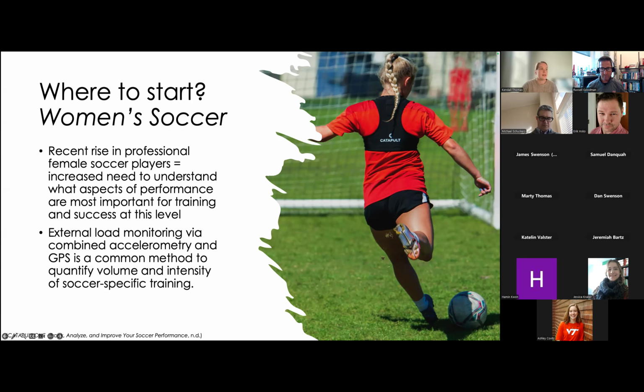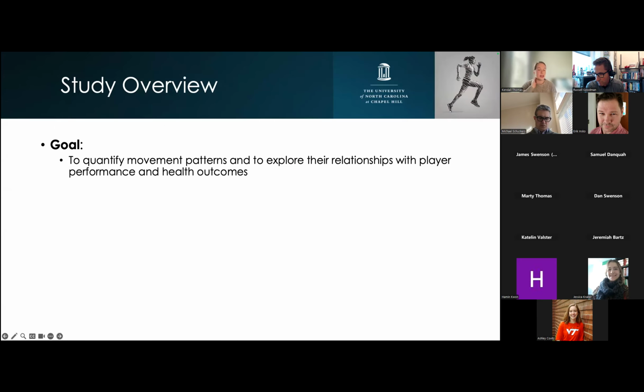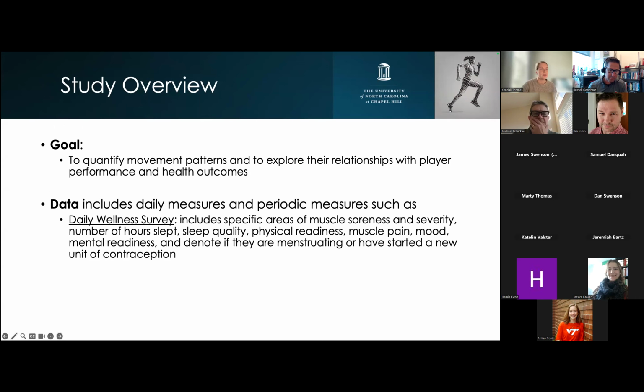And it's a common method to quantify how much volume you're putting into training, specifically for soccer, just because you run so much up and down the field. And then we can look at how this affects our performance. And so to overview our study, our goal is to quantify movement patterns and to explore the relationships with player performance and health outcomes. So our data included daily measures and periodic measures.